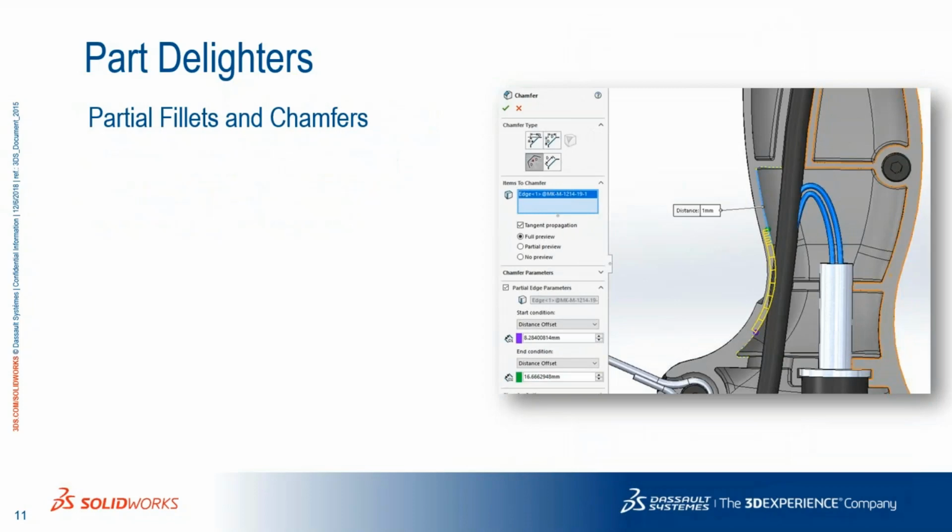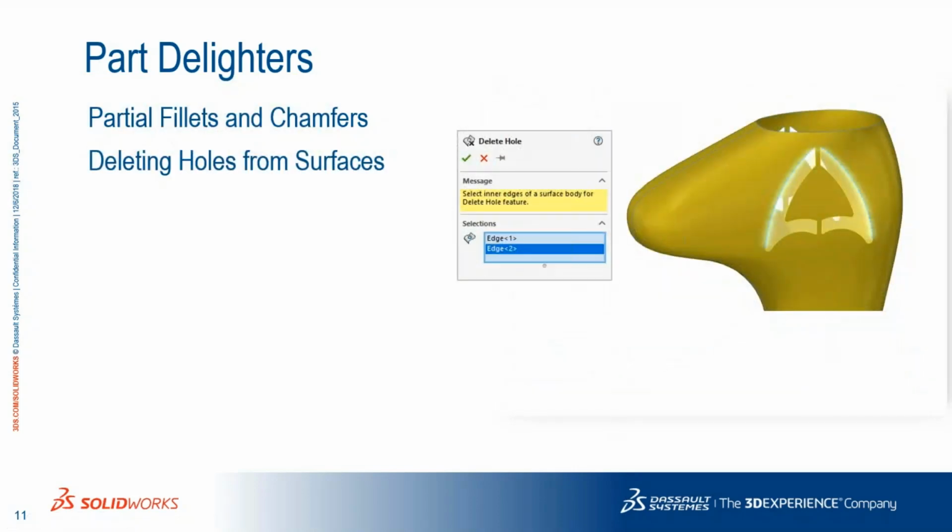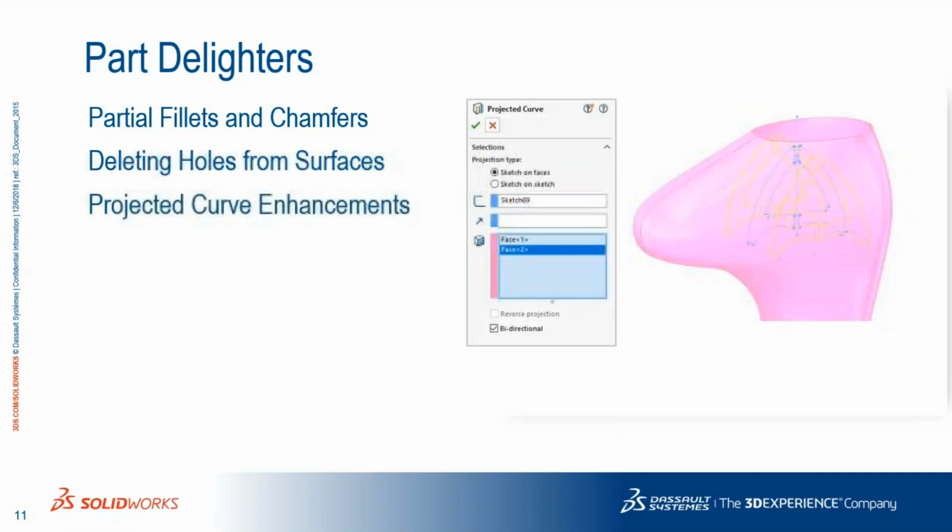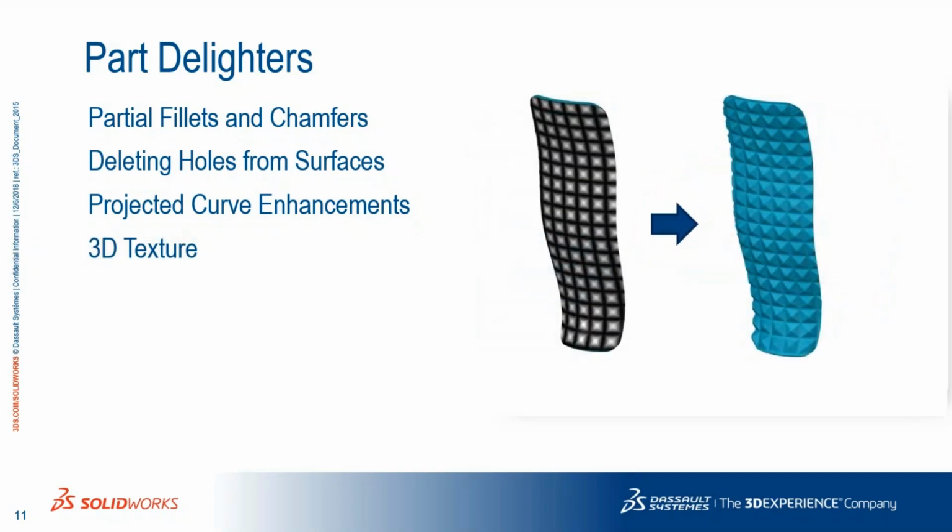You have the fillets and chamfers that you can use. You can do a partial fillet and chamfer. You'll see how it's going down between, this is the starting point, this is the end point. There's also the deleting holes from surfaces option that you have with the delete hole command. You have projected curves that are enabled now. You can project that onto multiple faces going 2 different directions with multiple contours inside of a sketch. And finally, your 3D textures enable you to go from a simple JPEG image to actual 3D model. So it doesn't take a whole lot to do that.